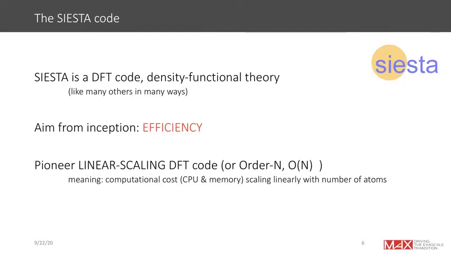So that's a reason for the efficiency at the time. Actually, it was the very first fully self-consistent linear scaling density functional theory code in the 90s. Linear scaling meaning that the computational effort, both in CPU and memory, would scale with the number of atoms instead of the cube of the number of atoms. That is the conventional scaling for density functional theory complexity in the codes.